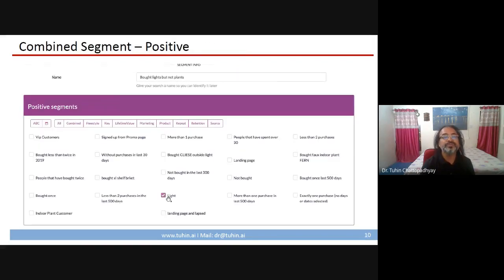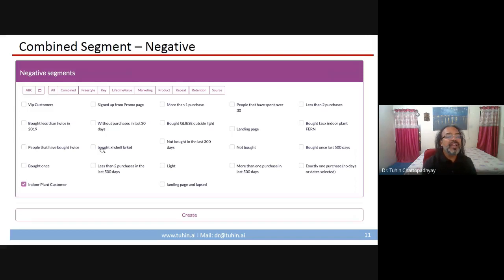You can always create the segments the way you want, like bought lights but not plants, and then you can click here on light, and then click something like signed up from promo page, or bought Faux indoor plant fern, or bought once plus 500. You can just click it and the segment will be created. That's the power of a platform. Or you can create negative segments, like positive ones: yes, indoor plant customers, and what they have not purchased, or people that have spent for that tea more than one purchase. You can create those kinds of segments.